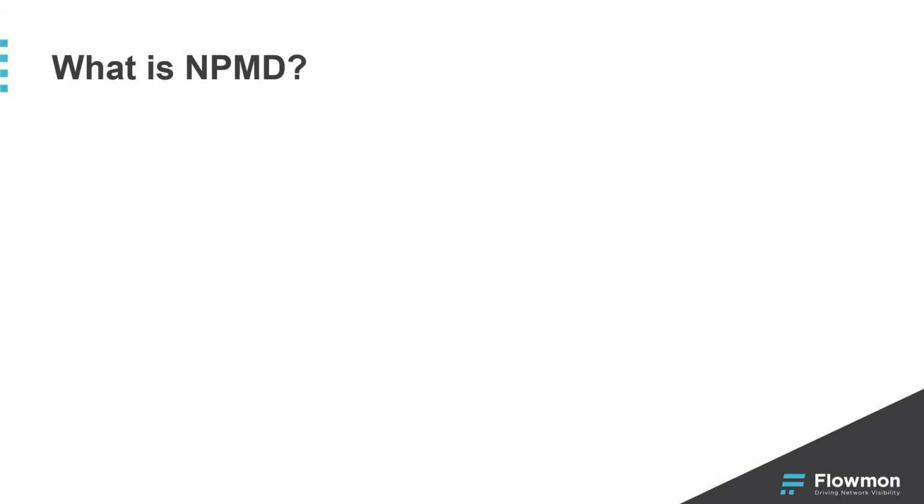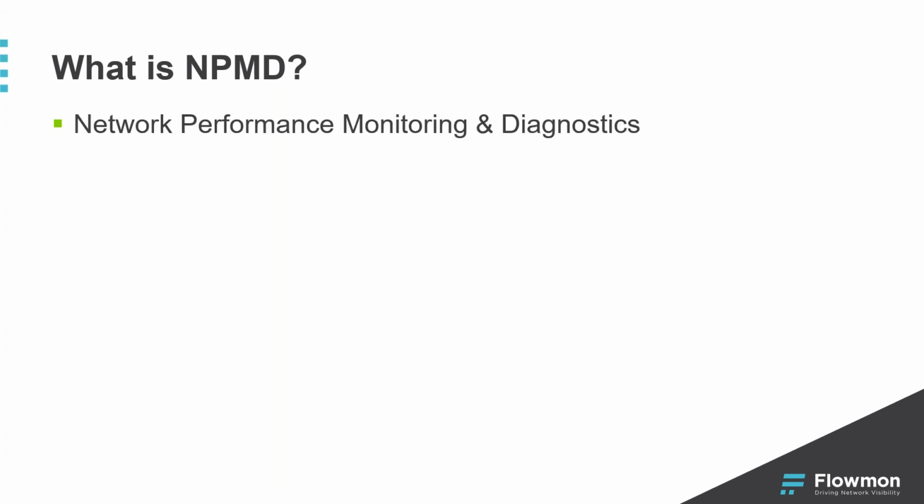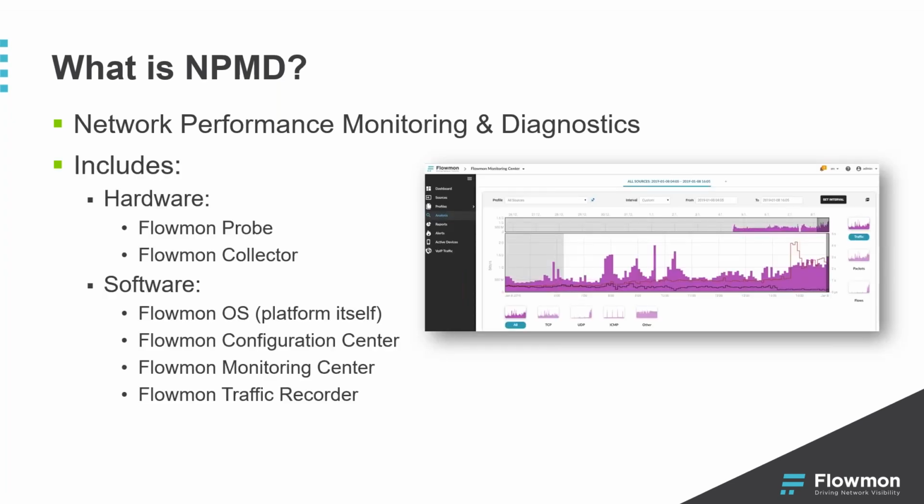So let's take a look at the NPMD part and what we are preparing in the next couple of months for you, and what news and changes we are planning to introduce in the product. A little repetition in the beginning. NPMD, as Artur mentioned, stands for Network Performance Monitoring and Diagnostics. In the context of Flowmon, it includes both the hardware part, such as Flowmon Probe and Flowmon Collector, the Flowmon platform, such as the Flowmon operating system, and the software parts, such as Flowmon Configuration Center, Monitoring Center, and Flowmon Traffic Recorder. These are the things that we are working on, and that is under the NPMD category.